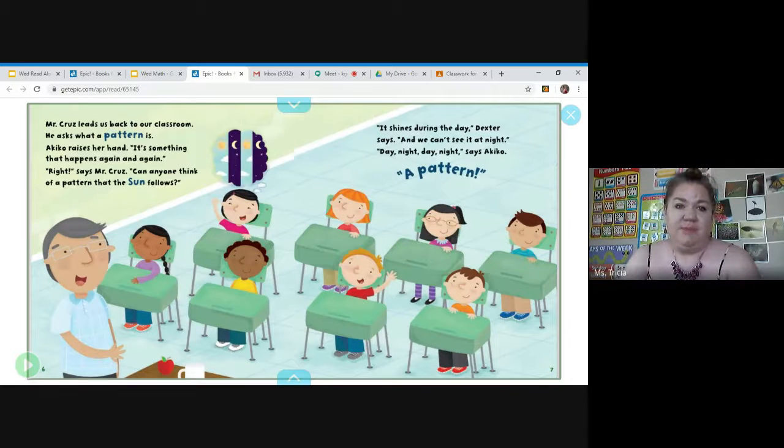Mr. Cruz leads us back to our classroom. He asks what a pattern is. Akiko raises her hand. It's something that happens again and again. Right, said Mr. Cruz. Can anyone think of a pattern that the sun follows? It shines during the day, Dexter says, and we can't see it at night. Day, night, says Akiko. A pattern.